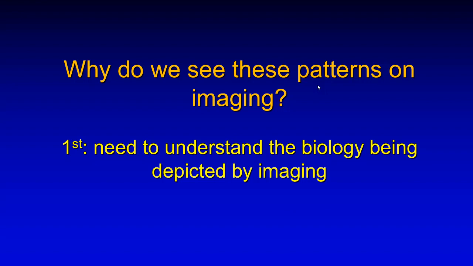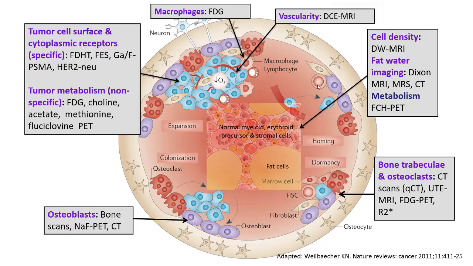And for that, unfortunately, you need to know a little bit of biology. You need to know what biology is being depicted by the multiple imaging modalities. And what you need to remember is that different modalities inspect the bone marrow in different ways. So for example, FDG PET. Now classically we think about FDG PET as a technology that looks at tumor cells within the bone marrow.